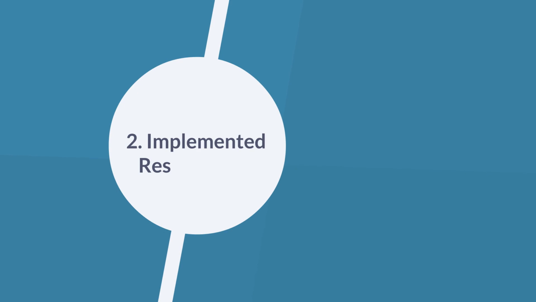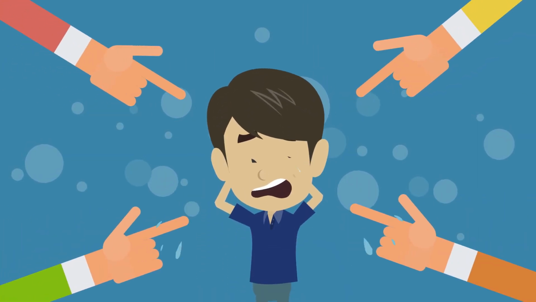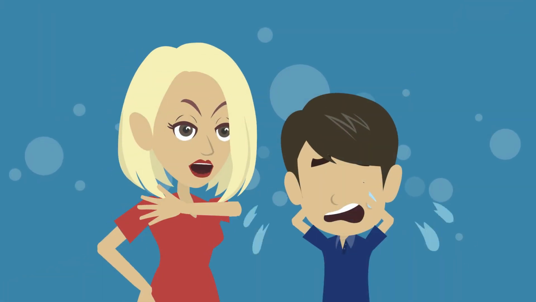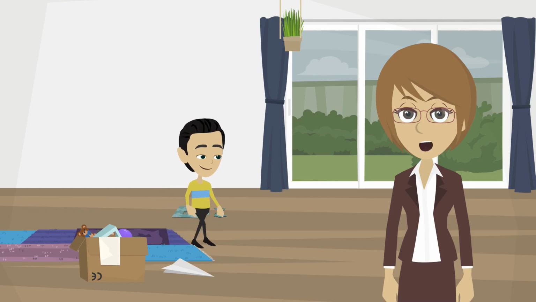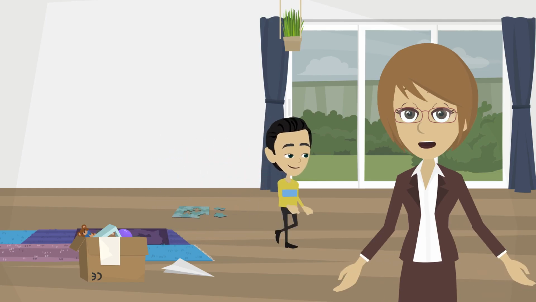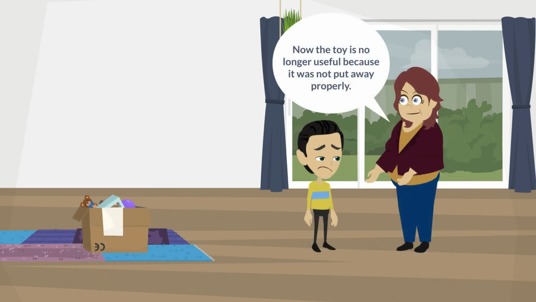2. Implemented respectfully. Implementing a logical consequence doesn't mean humiliating or hurting the child. If the child leaves their toy outside and it gets spoiled, calmly explain that now the toy is no longer useful because it was not put away properly.